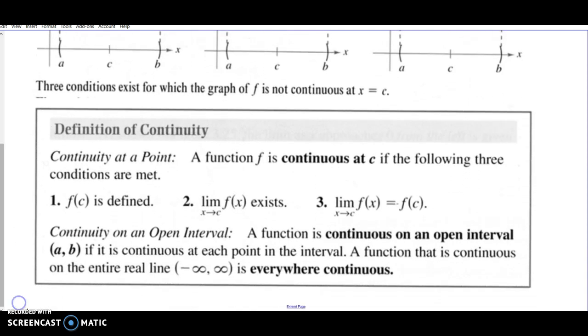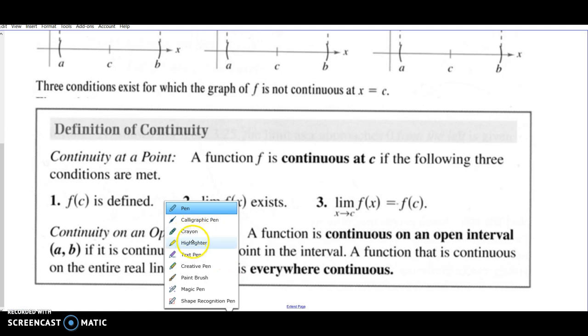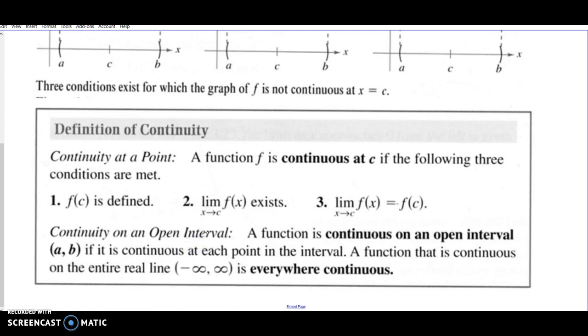Okay, so an actual formal definition. So definition of continuity here. So we have continuity at a point, and that's what those three cases we're kind of outlining here. A function f is continuous at c, so at a point, if the following three conditions are met. First of all, it has to be defined, right? Just like in that first scenario. The limit has to exist, and the limit must equal the function's value at that point. Makes sense if you guys take a look at those pictures above.